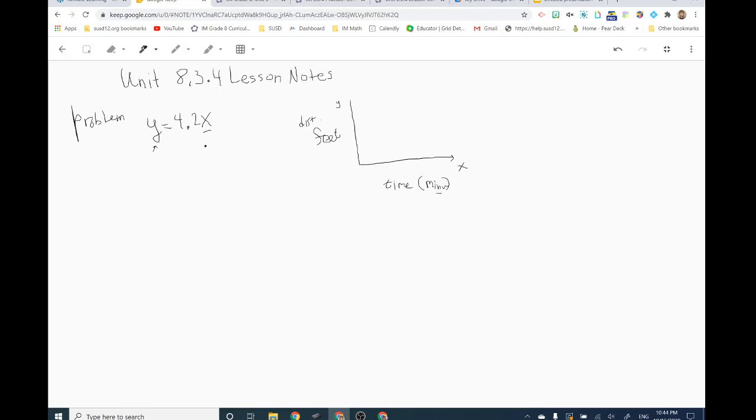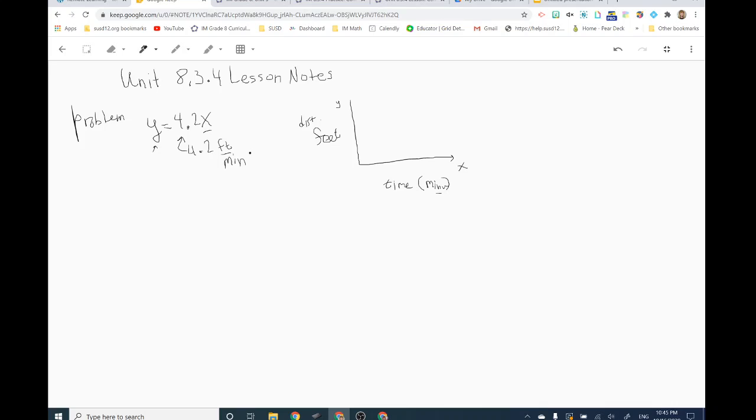So that means something moves 4.2 feet per minute. Okay, I'm just making up this situation. I just am imagining what it could be. This is 4.2 feet per minute. That's what that constant of proportionality means: 4.2 feet per minute, according to this imaginary situation I've said. So what moves 4.2 feet per minute?